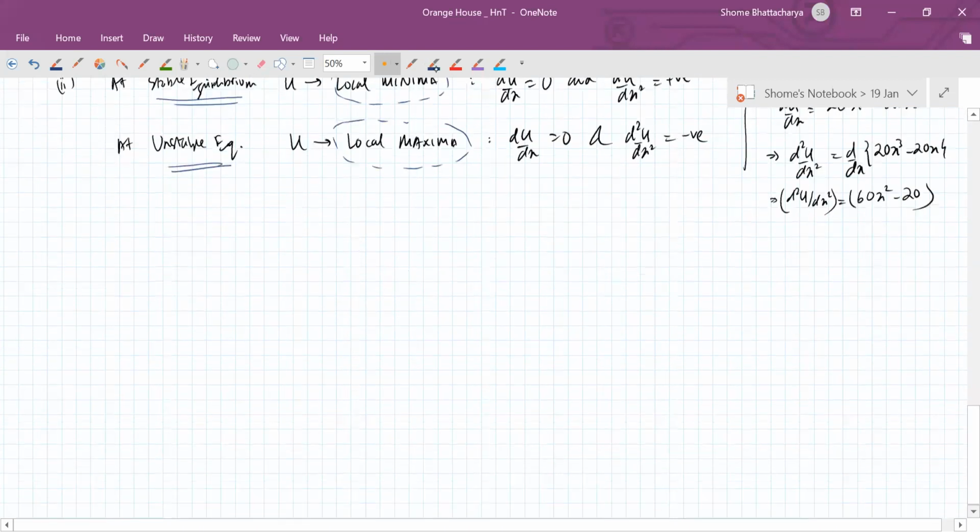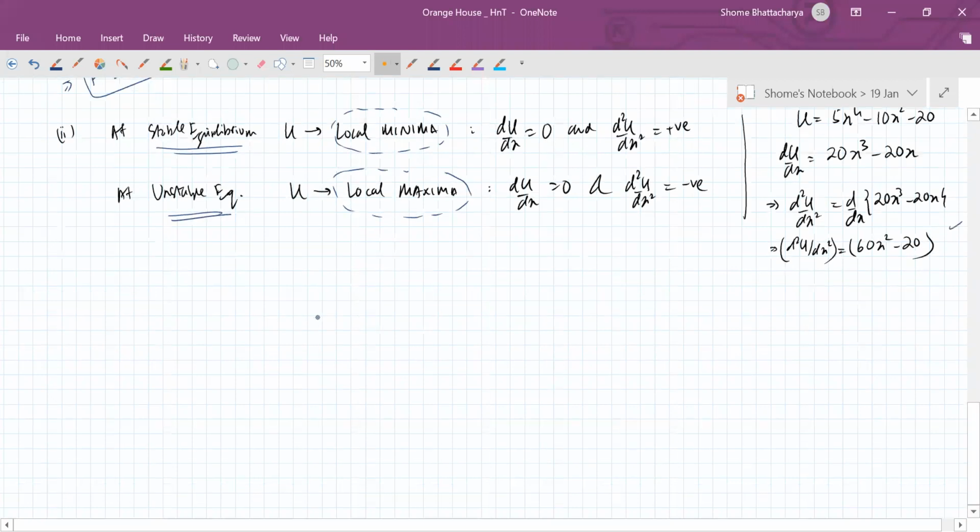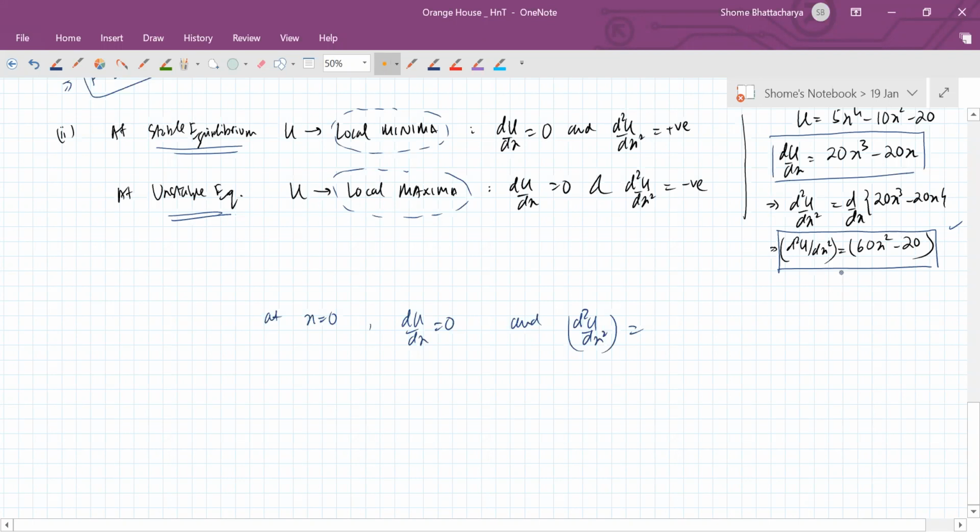Okay, so now let's check out. So you got these values. So you can see that at x equal to 0, obviously du by dx is 0. And what about the second derivative? So put the value of x equal to 0 in this now. Second derivative is this. First derivative was this. So that is how much it is, minus 20. So that means we are having a local maxima.